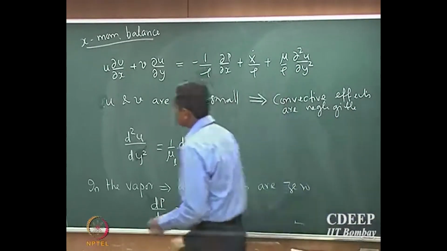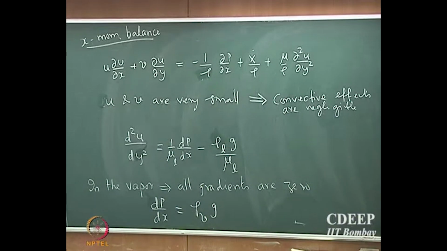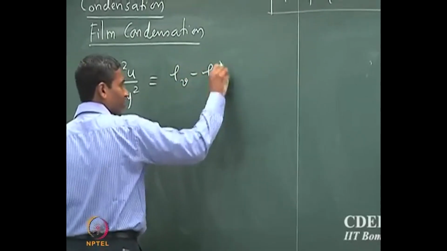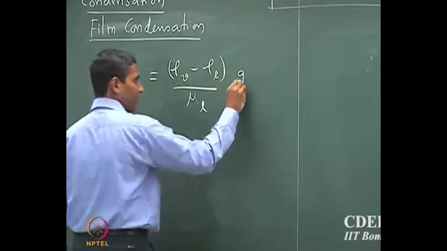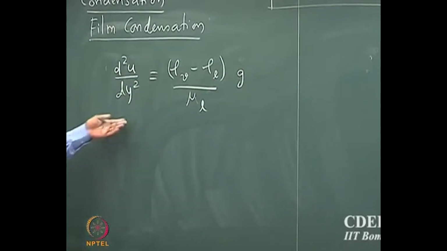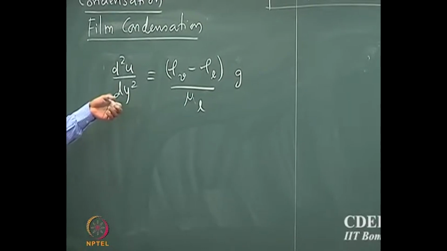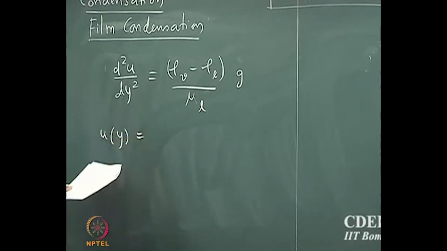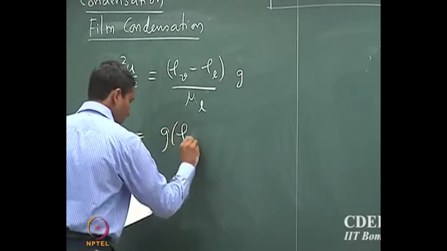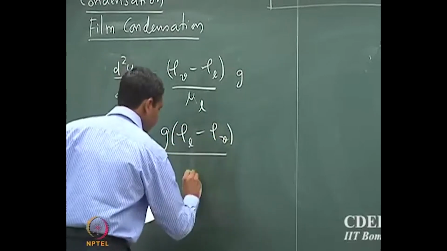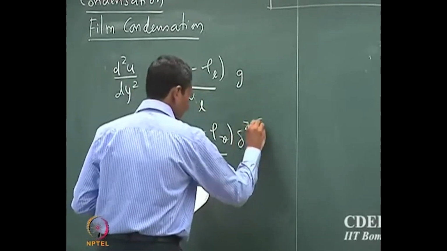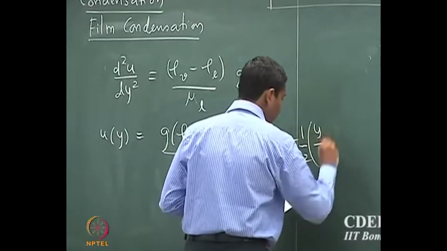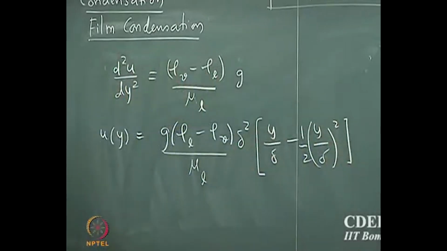So now if I plug in that quantity, you have d square u by dy square equal to (rho vapor minus rho liquid) divided by mu liquid into gravity. That provides a mechanism to find the x component velocity profile inside the boundary layer. I can solve this equation: u(y) equals g into (rho L minus rho vapor) divided by the viscosity of the liquid, times delta square, times [y by delta minus half (y by delta) the whole square]. That is the solution.